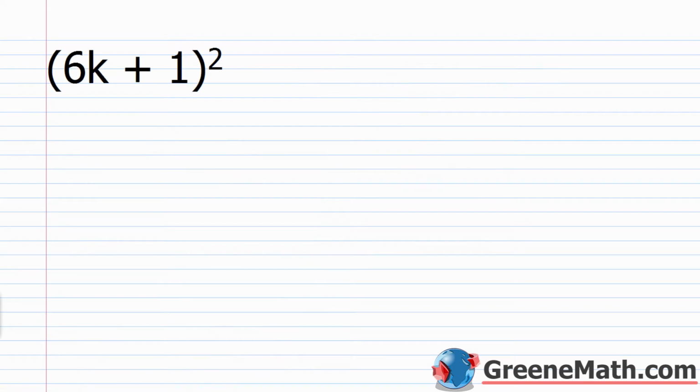All right, let's take a look at another one. We have (6k plus 1), this quantity is squared. So again, what I want to do is take the first term, in this case that's 6k, and I want to square it. So don't just write 6k squared. Again, I'm squaring that whole thing. A good practice is to put everything in parentheses, the 6 and the k, and square it. That way you know that the 6 is squared and so is the k. So 6 squared is 36, and k squared is k squared.